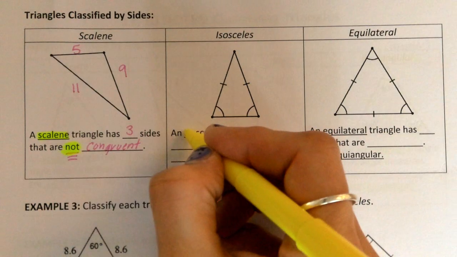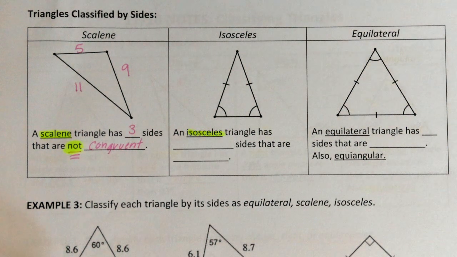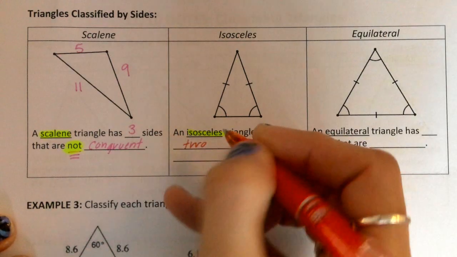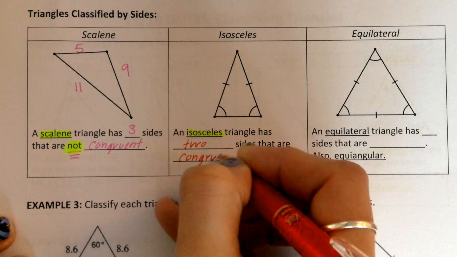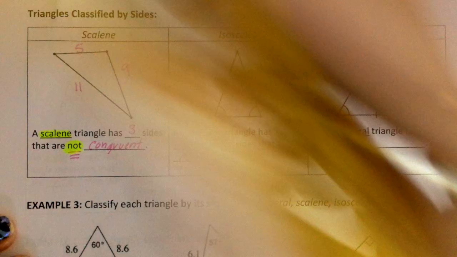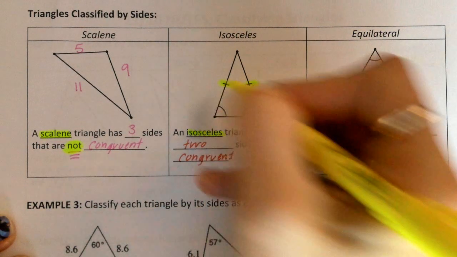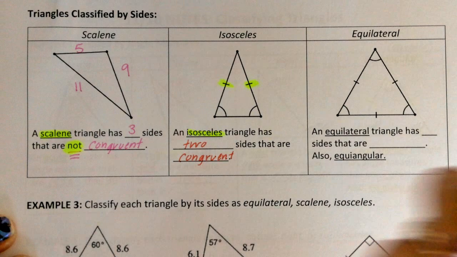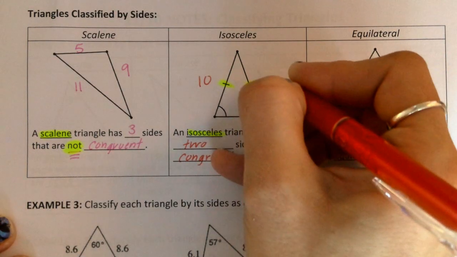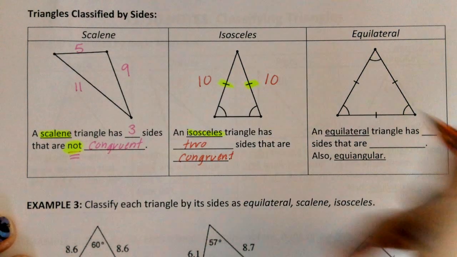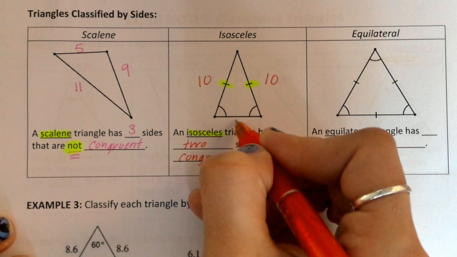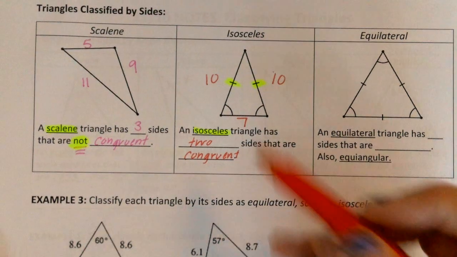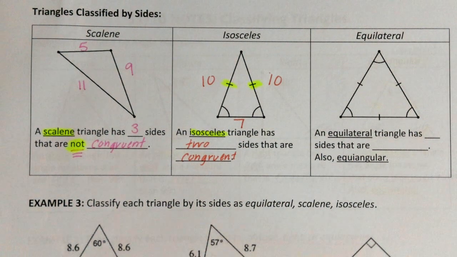Your isosceles triangle has two sides that are congruent. And we look at the picture, we see those markings right here. And we'll learn about why these angles are congruent later on. So we could just say, okay, let's say this is 10. That means this has to be 10. And this third side has to be something completely different. So we'll just call it 7. Okay, so we have two sides that are congruent. We have an isosceles triangle.